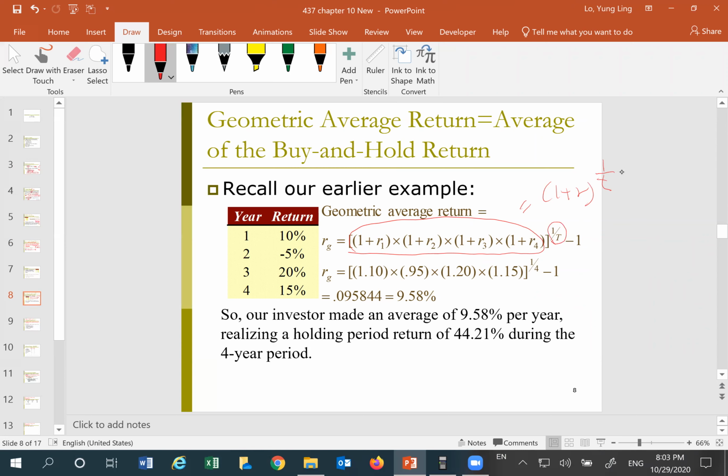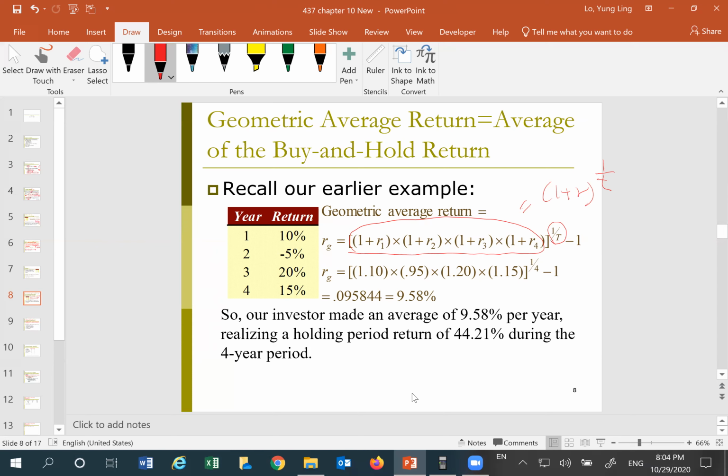Okay, once you have compounded R's across time, to solve for the average of your compound return, rather than taking power of T to do the compounding, we do the opposite. So we take power of 1 over T. Then at the end, we will again minus 1, in order to get rid of this 1 that we added to each one of the R's before we compounded the R's across time.